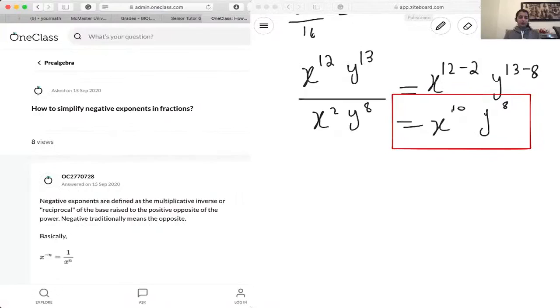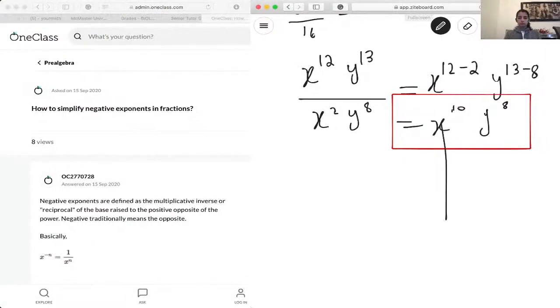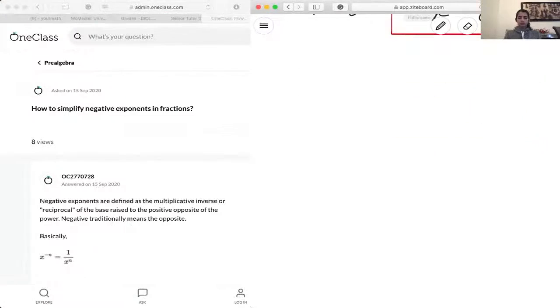How to simplify negative exponents in fractions. Question 5 is how we simplify negative exponents in fractions. Basically, if you get a negative exponent on a fraction, you have to take the reciprocal of that fraction.